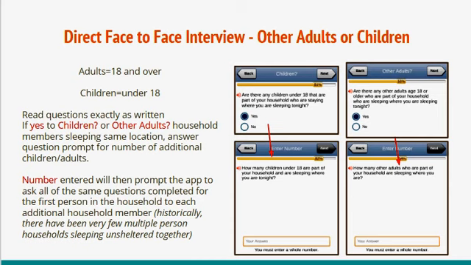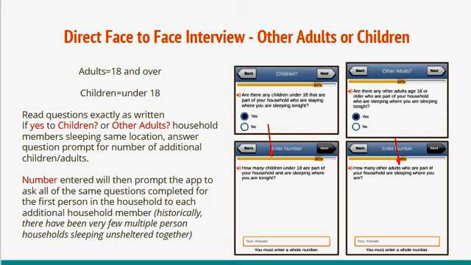Next, there will be 2 prompts that will ask if there are other adults 18 years old or over, or other children under 18 years old who are sleeping where the respondent is sleeping tonight and are considered members of their household. It's very important to be clear that these questions are asking if the other persons, adults or children, are sleeping in the same location with them on the night the survey is being administered. The person may have children or may have other relatives, but this question is only meant to count the other household members who are sleeping in the same location with the person being surveyed. Read questions exactly as written.